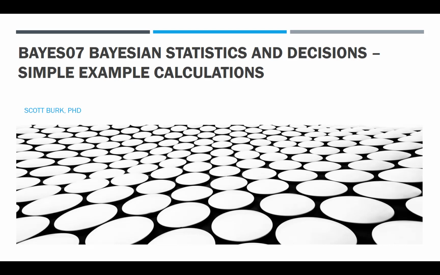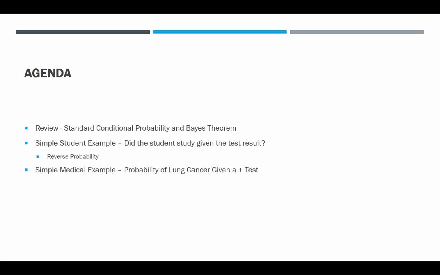Right now we're going through a series on Bayesian statistics and decision making. So this brief video will be about simple example calculations. I hope you join me for Bayes07. That's in my channel and in my playlist specifically on Bayes, where I introduce the intent for the series. So please see that brief 3-minute video.